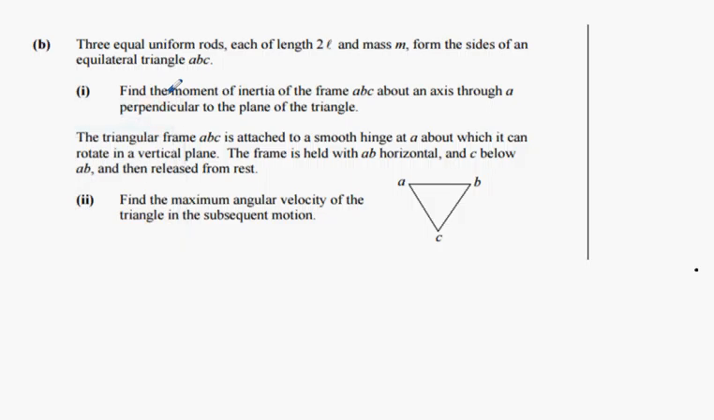Okay, an equilateral triangle. Three equal uniform rods, each of length 2L and mass M, form the sides of the equilateral triangle. Find the moment of inertia of the frame ABC about an axis through A, perpendicular to the plane of the triangle. So basically the plane is going into the board and the triangle is rotating like that, down and across. Is that okay? So it's going to rotate that way.